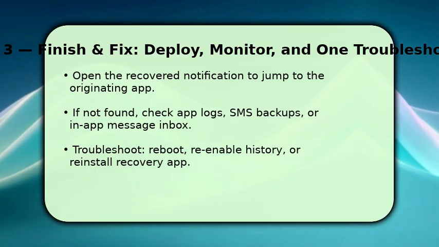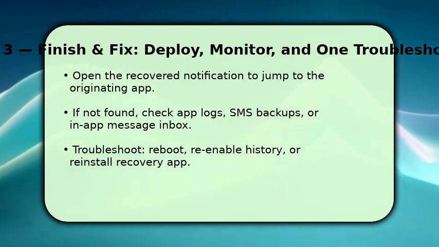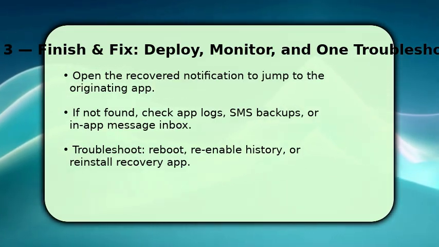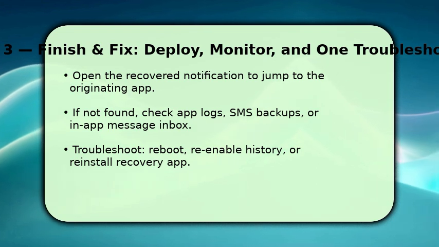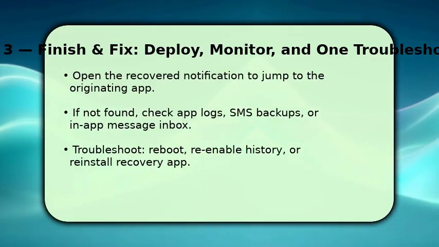If you still can't find it, reboot your phone, re-enable notification history, or reinstall the recovery app and grant permissions. This resolves permission conflicts. One key tip: always test recovery immediately after enabling to confirm it's recording correctly.